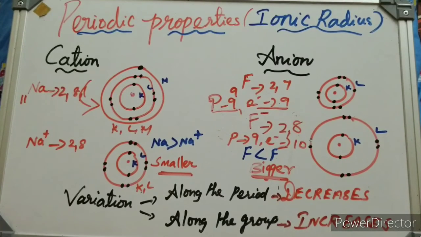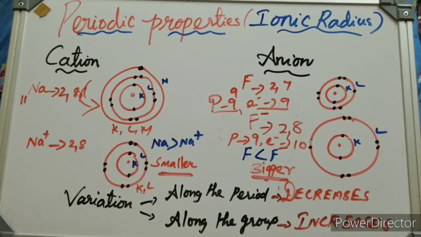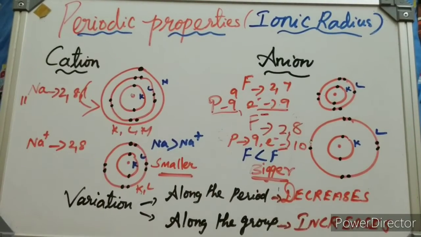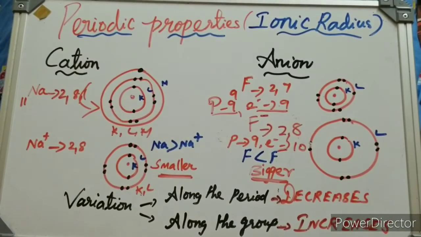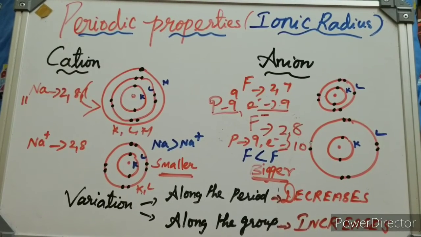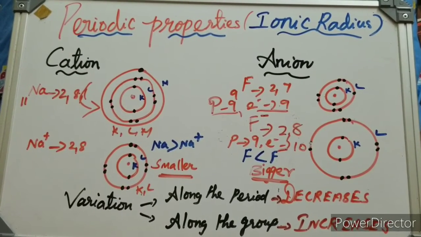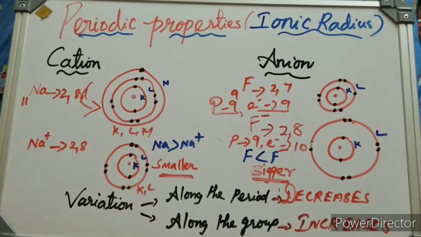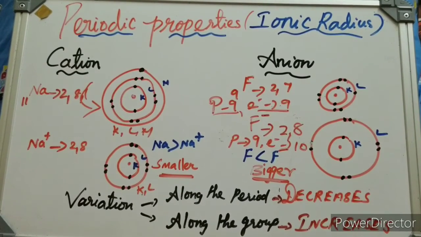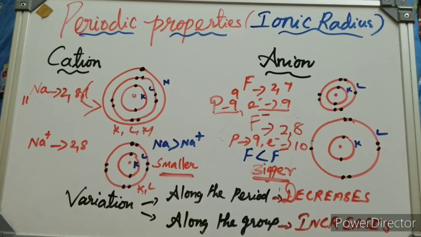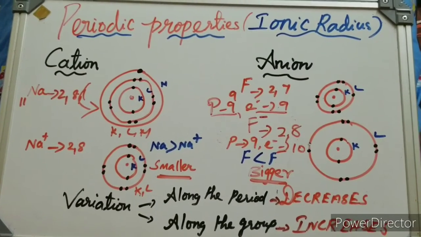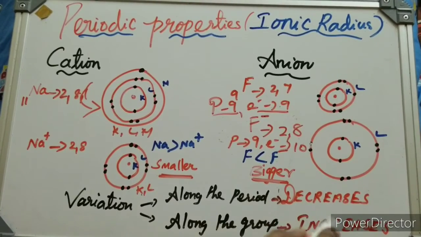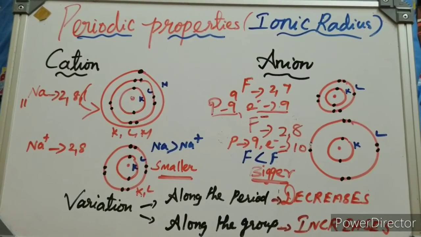So what about the variation of ionic radius? Like atomic radius, along the period the ionic radius decreases, due to the decrease in the number of shells and due to the strong attractive force between the nucleus and the valence shell electrons. Along the group, the number of shells increases, and the radius is the distance between the nucleus and the electron, so automatically the atomic radius increases and the ionic radius also increases along the group. So this is the overall concept of ionic radius.